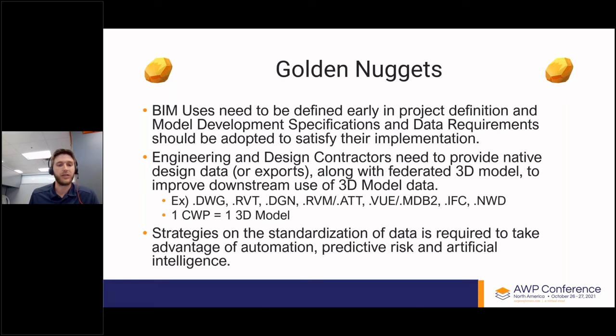Also, engineering and design contractors need to be provided with native design data or exports along with the federated 3D model to improve downstream use of the 3D model data. That's your native files such as your DWGs, DGNs, VUEs, and also to make it easier for the downstream users, especially construction, having that split up into separate model files for, say, one 3D model for each CWP is really helpful to not get that overload of data. Also, strategies on the standardization of data are required to take advantage of automation, predictive risk, and artificial intelligence. Really just standardizing data across the board. Anytime you can do that, it makes it better.